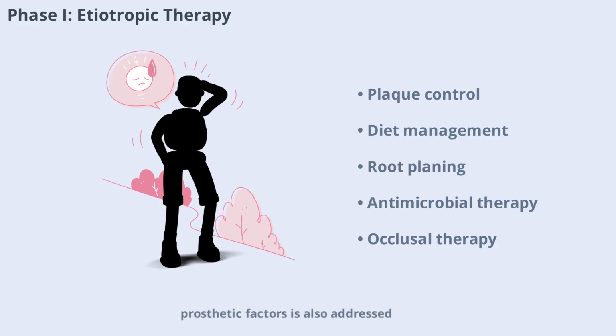Correction of irrational restorative and prosthetic factors is also addressed, along with excavation of caries and restorations. Antimicrobial and occlusal therapies, minor orthodontic movements, and provisional splinting are performed to reduce pocket depth and inflammation. This phase lays the groundwork for healing and prepares the patient for further interventions.